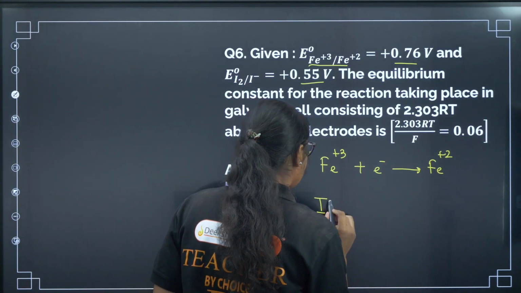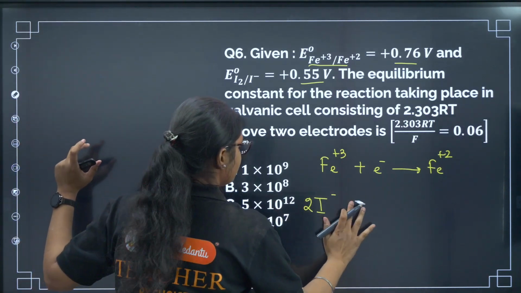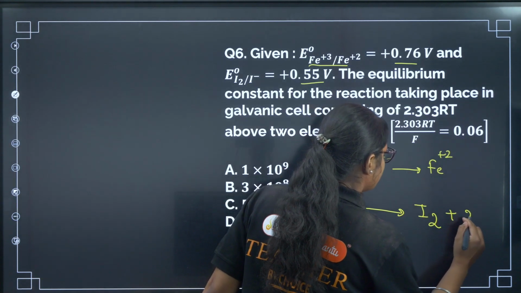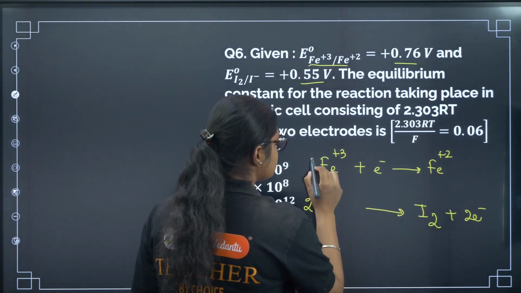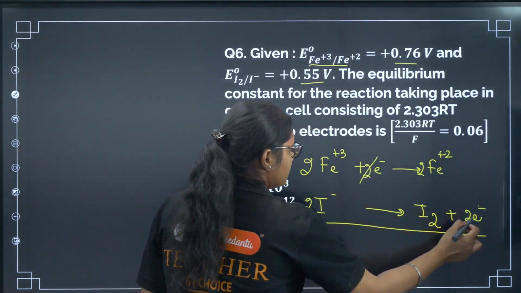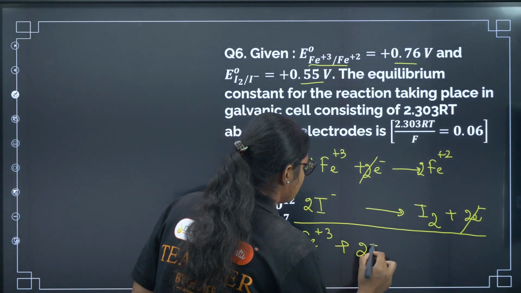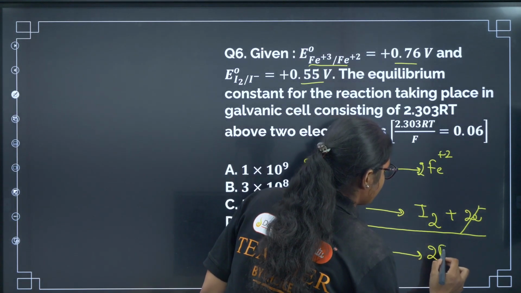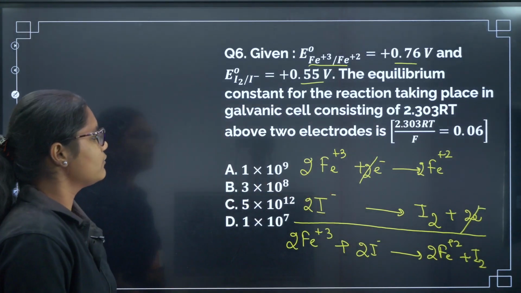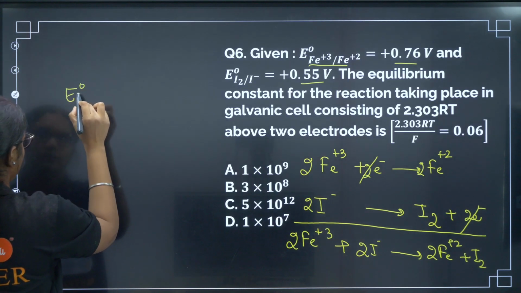So the reaction here will be 2I- will produce I2 plus 2 electrons, right? The number of electrons should be balanced, so we have to multiply this also. Now you can add these reactions. So we will get 2Fe3+ plus 2I- is equal to 2Fe2+ plus I2, right? Now we can write the cell reaction, that is E of the cell.